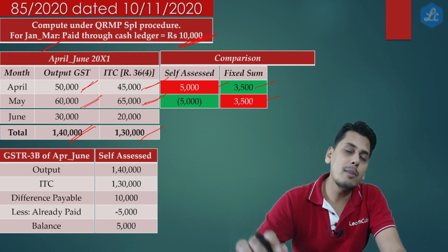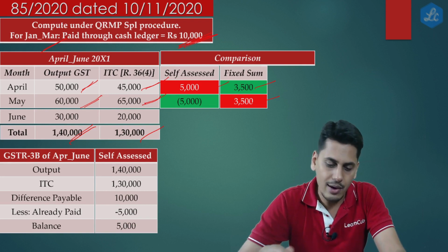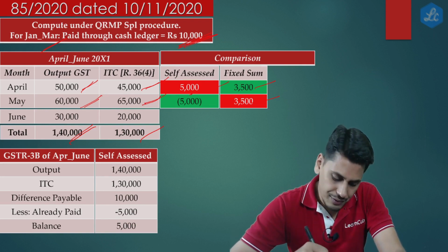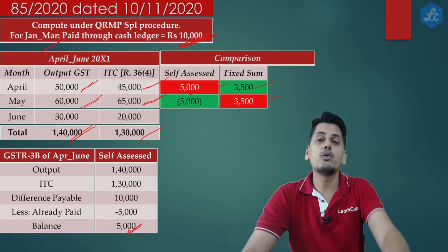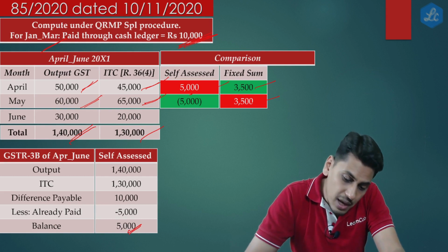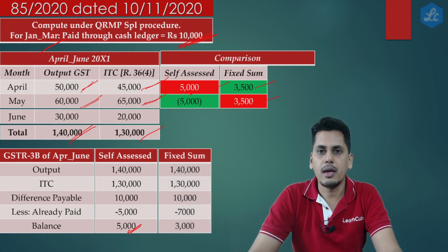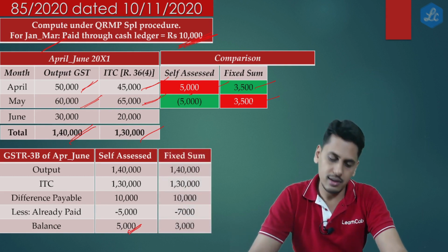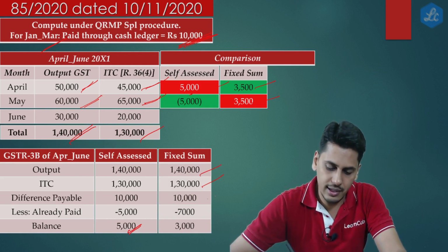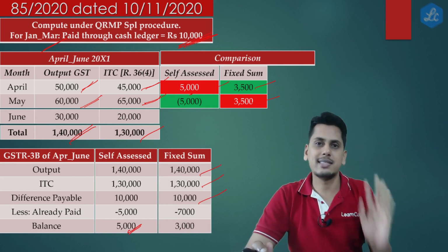Now friends, how much have I already paid? I have already paid 5,000 during the month of April. So the difference 5,000 I am supposed to pay when I am going to file the returns for the quarter April to June. Had I been under fixed sum method, output is 140, input tax is 130, 10,000 is payable, it remains the same.